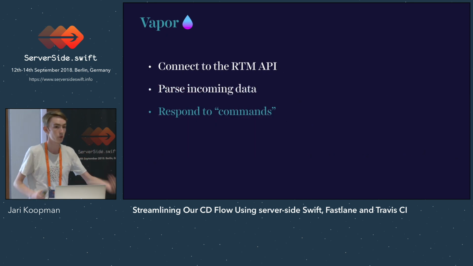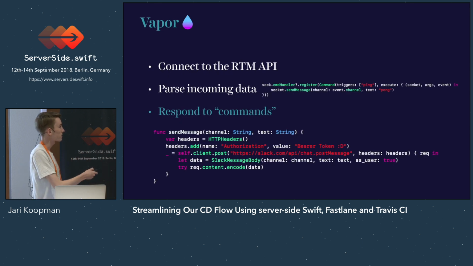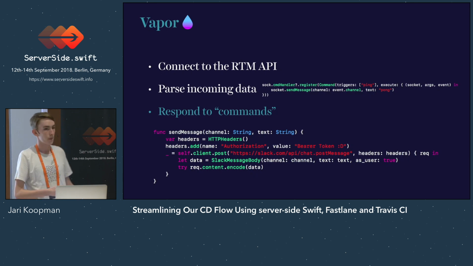But then we have to do it, so we have to respond to commands. So let's take a look back at this ping command that we have, and we say here socket.sendMessage, which is a helper function we declared on our socket, which sends a message, as you might have guessed. What it takes in is a channel, which is a string, and then the text you want to send. It creates some headers with some authorization, and then it posts to the Slack API endpoint that posts a message with those headers, with some body, which takes in the channel, the text, and another parameter, encodes that, and then that will end up looking something like this.